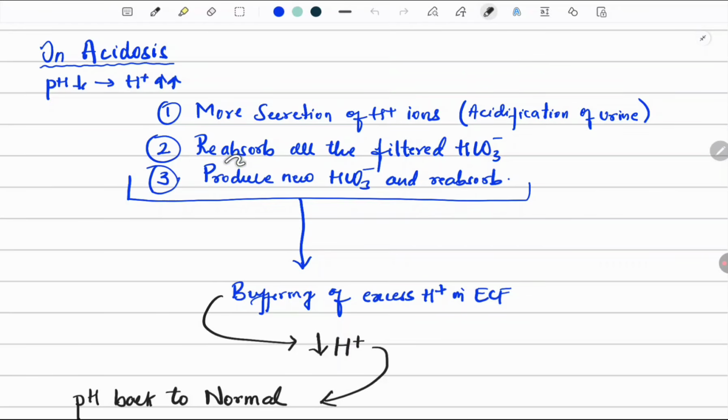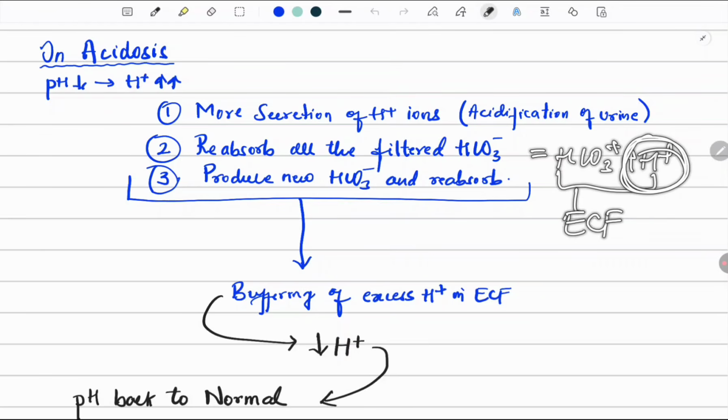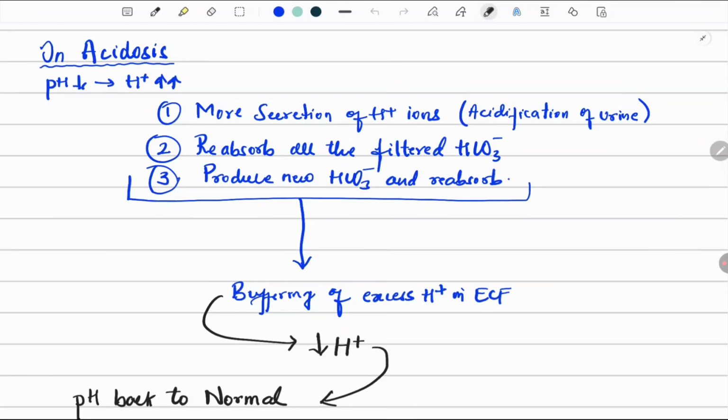Okay. One more thing which can be done here is that there could also be reabsorption of all the filtered bicarbonate. Why that? Because bicarbonate is going to combine with H plus and it is buffering the excessive H plus which is present in the extracellular fluid, thus reducing the concentration of H plus. Now let's say there is severe acidosis.